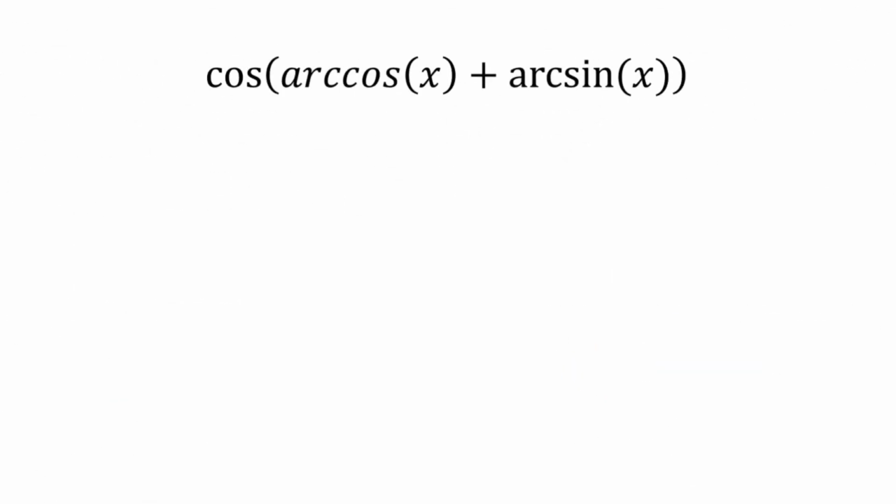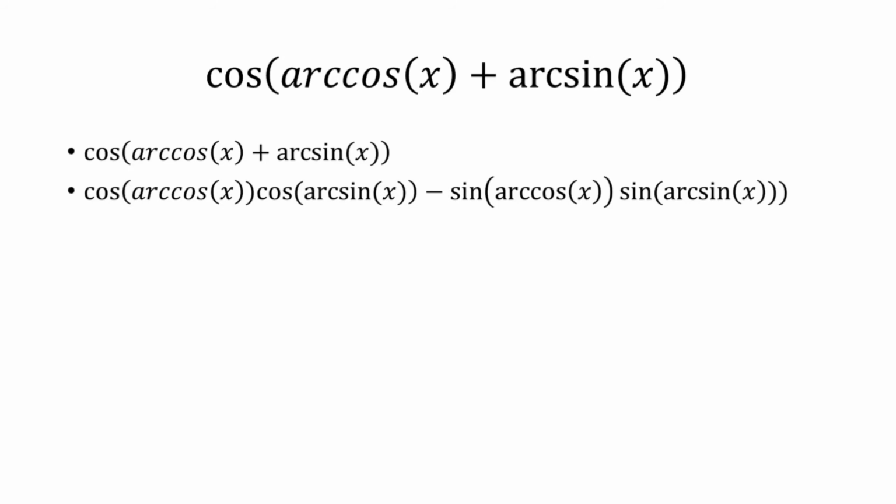Next example, we want to find cosine of arccosine of x plus arcsine of x. So in order to do this, we want to use the sum angle formula for cosine. So cosine of arccosine of x plus arcsine of x is cosine of arccosine of x times cosine of arcsine of x minus sine of arccosine of x times sine of arcsine of x.